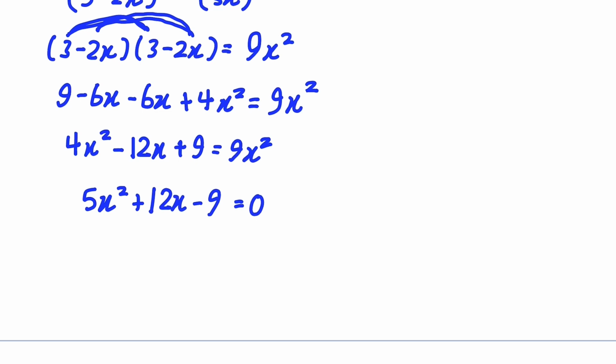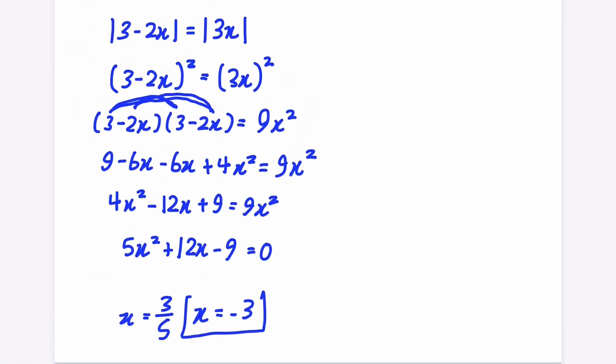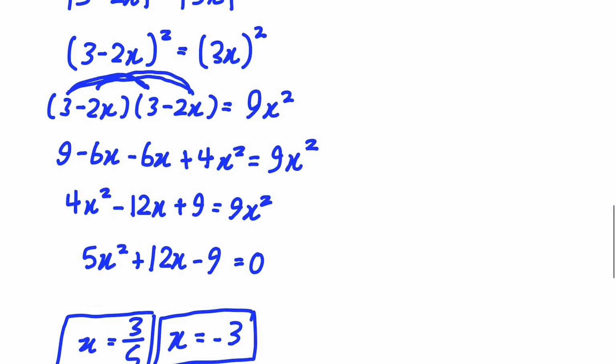So here's the first value of x. We will get 3 over 5, and here x equal negative 3. So now we have two values of x, and if you want to verify as well, we could place the values in the original equation. Okay.